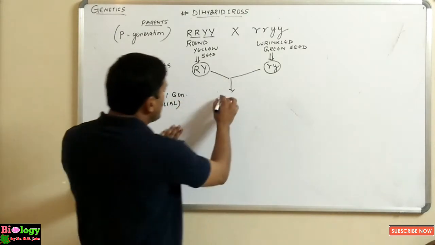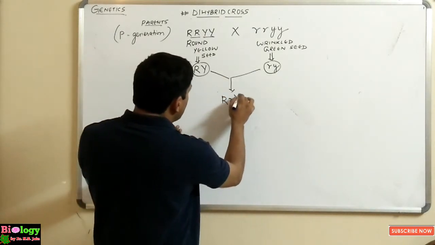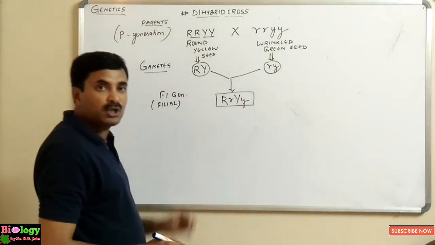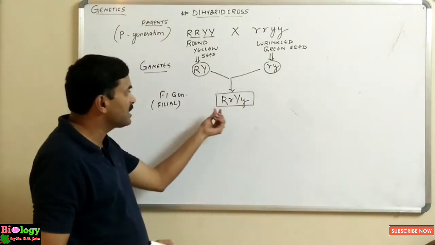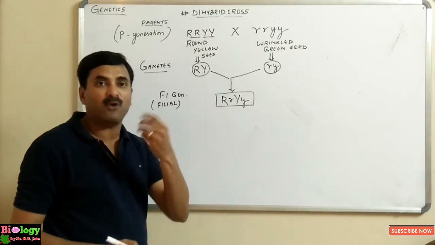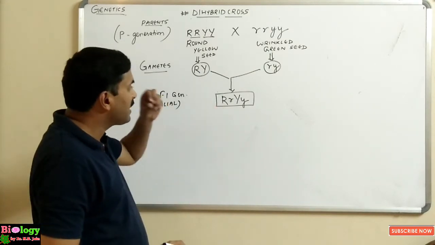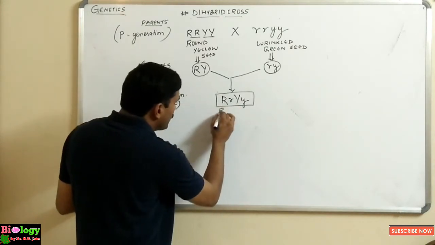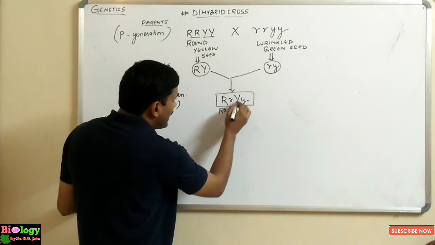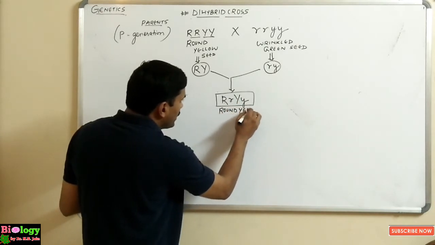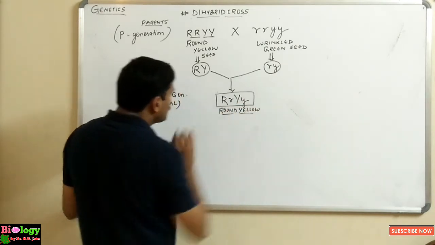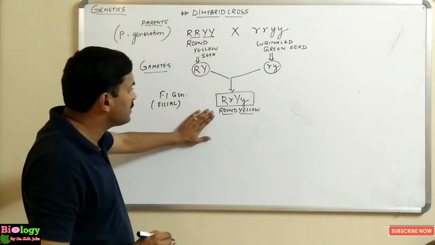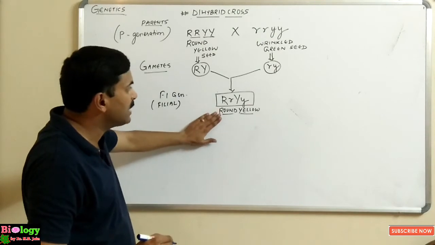Crossing these we get capital R, small r, capital Y, small y. This is the F1 generation. But you know very well that in the F1 generation dominance is followed and the dominant allele will be expressed. So this is dominant over this one, so we call it round, and this is dominant over this one, so we call it yellow. All the offspring in the F1 generation will have round yellow seeds.